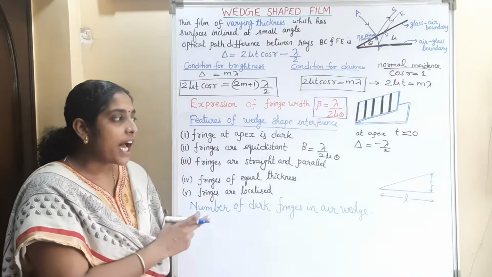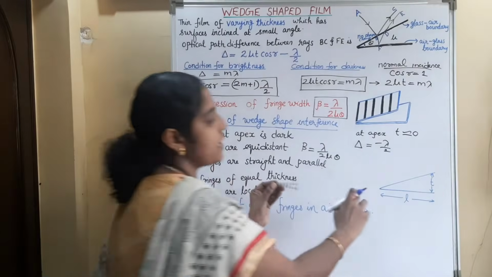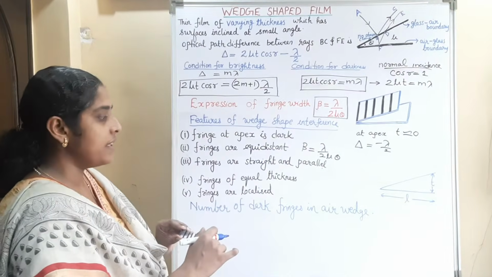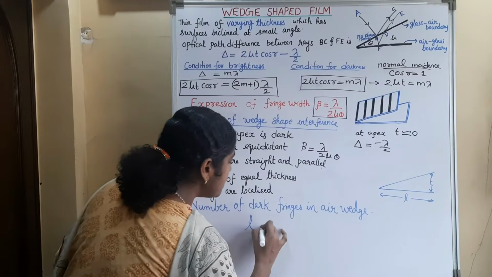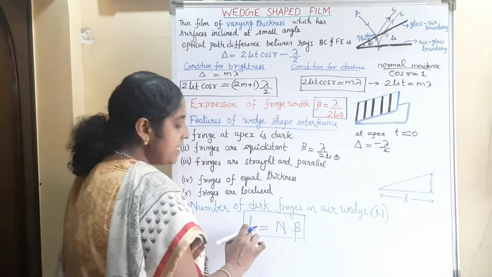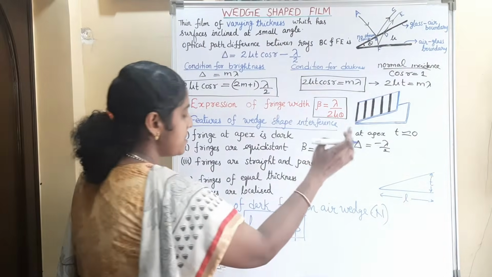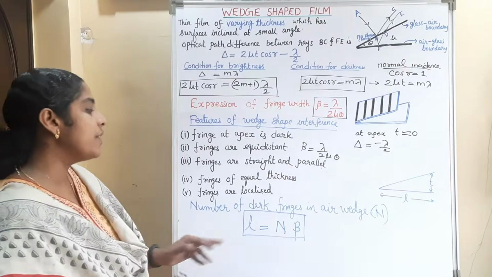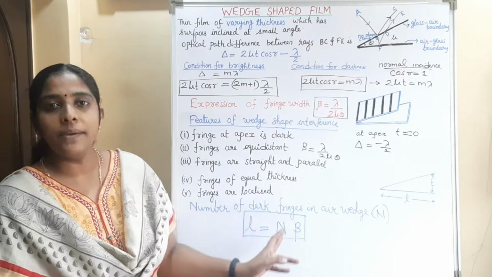Now the number of dark fringes in this air wedge. Let L be the length of this glass plate, and if there are n dark fringes, then we can say that this length L is equal to n times beta, where L is the length of this air wedge, n is the number of dark fringes in this air wedge, and beta is the fringe width. So L equals n beta, or the number of dark fringes n equals L by beta.